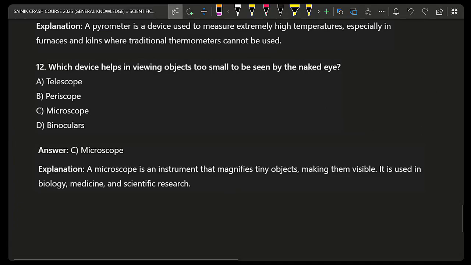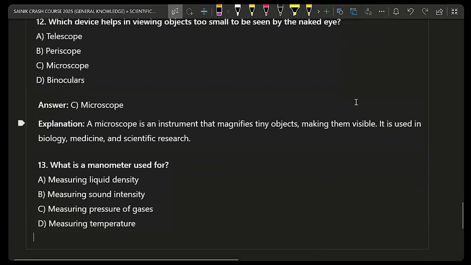I think this question we got yesterday, but let us check. How many of you remember? What is a manometer used for? Measuring liquid density, measuring sound intensity, measuring pressure of gases, measuring temperature. All of you can participate in the quiz. What is a manometer used for? Measuring liquid density, measuring sound intensity, measuring pressure of gases, measuring temperature.